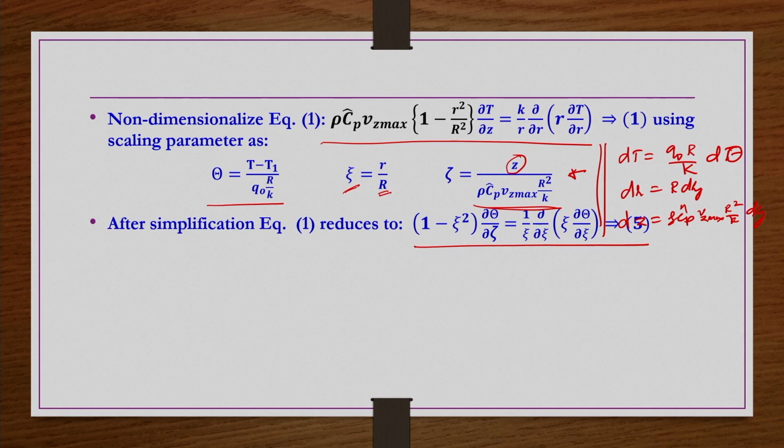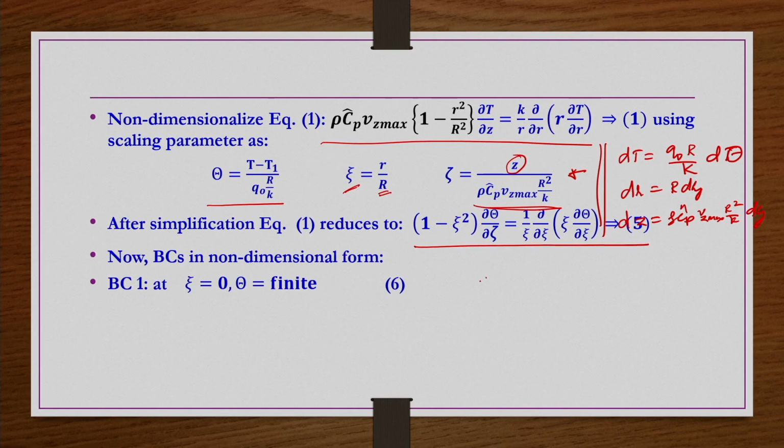Now, boundary conditions also we have to define in non-dimensionalized quantities. At r equal to 0, T is finite, that is the boundary condition. If r is equal to 0, that means xi is also 0, and if T is finite, then theta, that is (T minus T1) by (q naught R by k), should also be finite. We do not know how much it is, we just write it as finite.